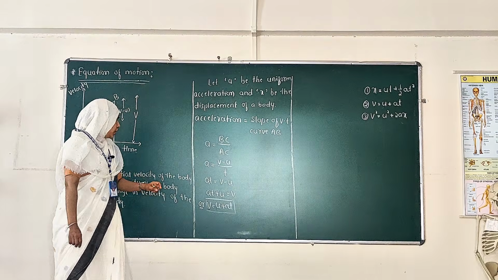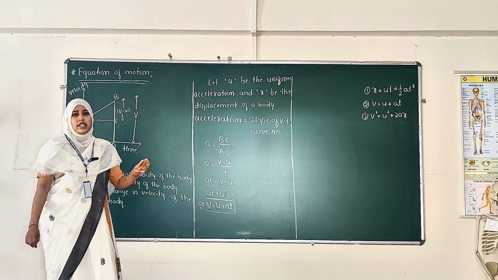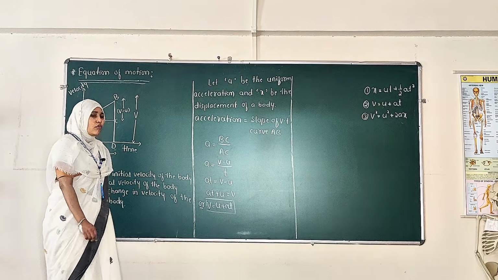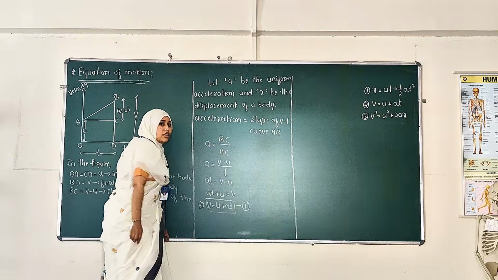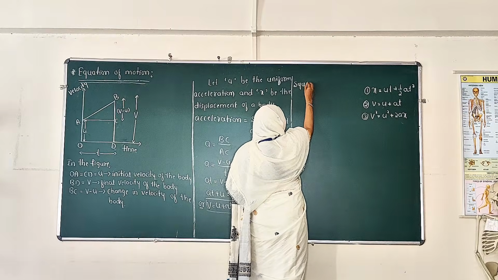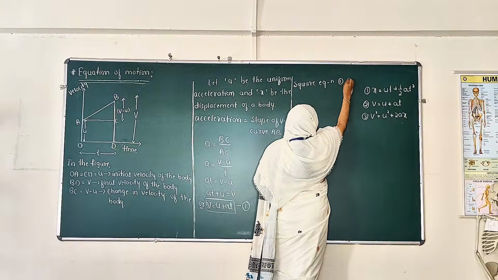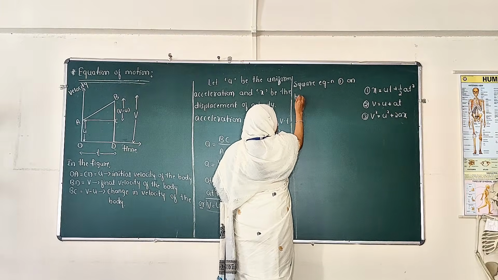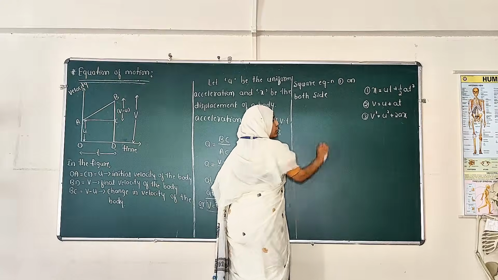To derive this equation, up to this point we have to write the same as it is, then two or three steps are extra. What is the next step? Name it equation number 1. Square equation 1 on both sides. We have to square equation 1.